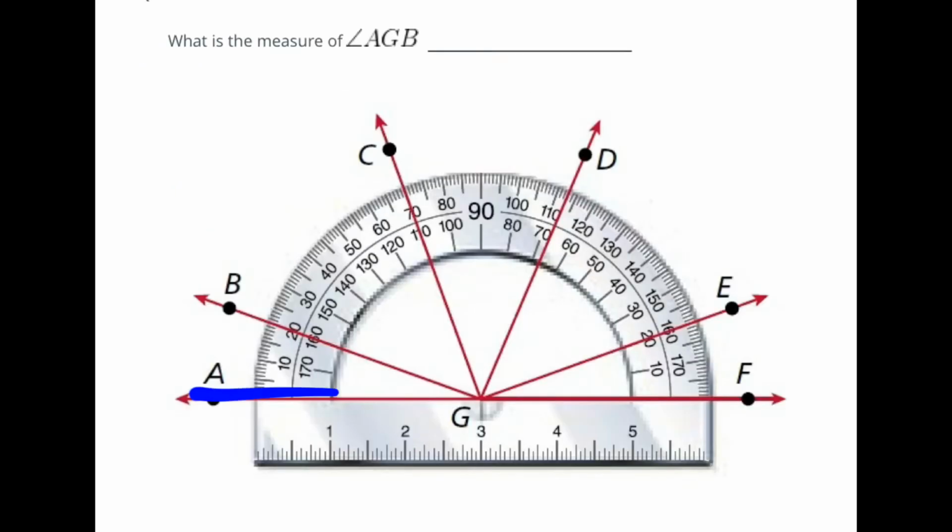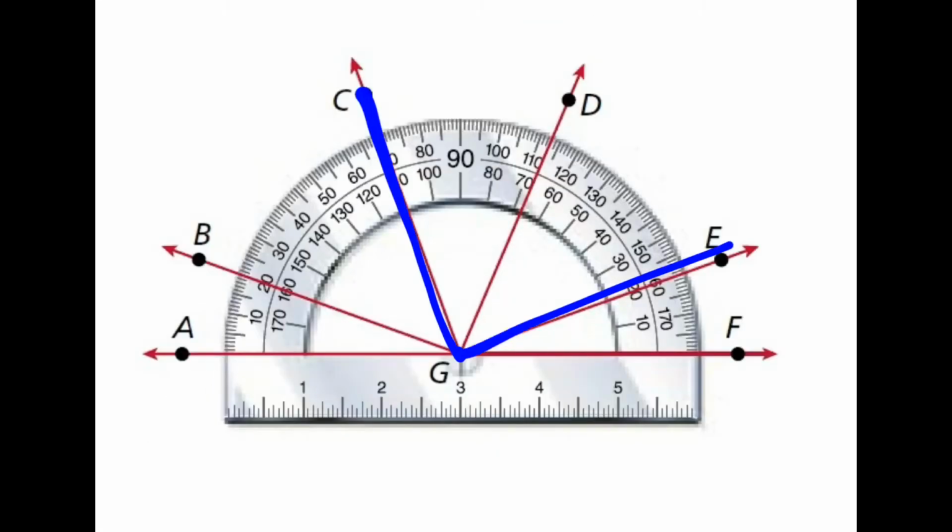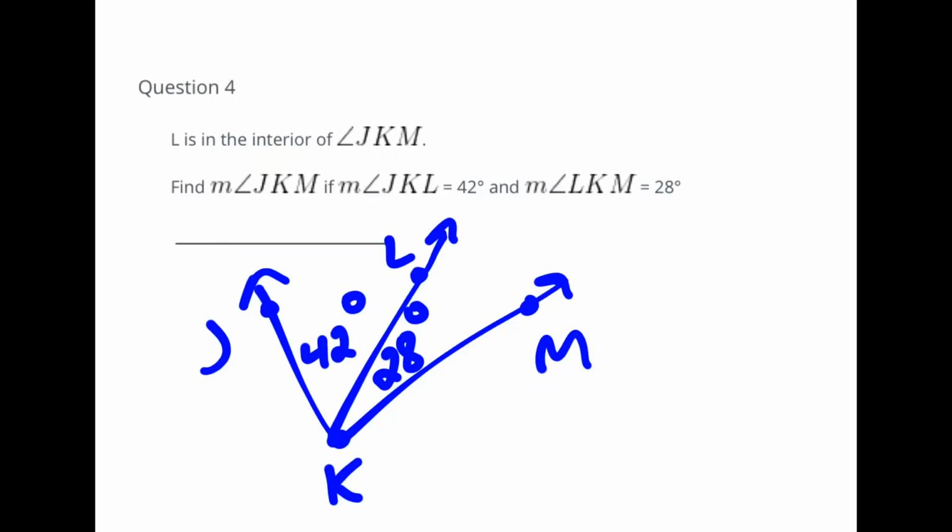To measure AGB, it's acute, so I look at the smaller number, 20 degrees. TXW is bigger than 90, so I look at the larger number, 75 degrees. CGE requires some subtraction, so this is going to be 110 degrees minus these 20, and that'll give me 90 degrees. So given this diagram, if I want to find JKM, I just add the two together, 70 degrees.